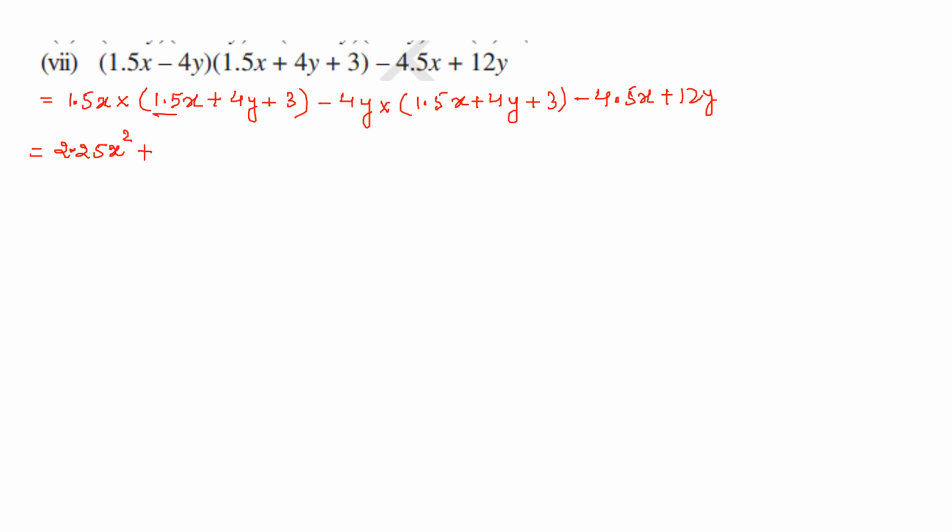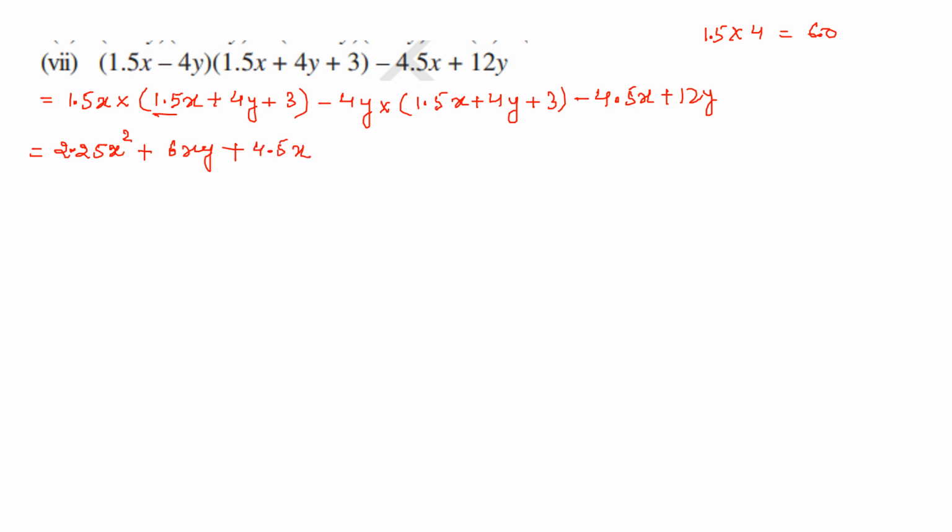Now plus 1.5x into 4y. Now 15 times 4 will give you 60, right? But here it is 1.5, so one digit after the decimal. So in the product also you have to put the decimal point in such a way that it has one digit after it. So you have to place it over here. So actually it is 6. 1.5 into 4 is 6xy, plus 15 into 3 is 45. But here one digit after the decimal, so it will become 4.5x.